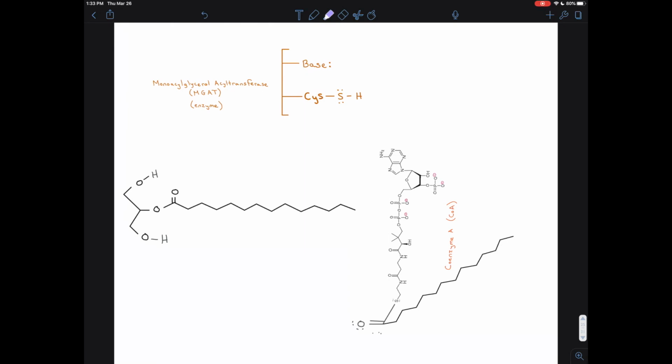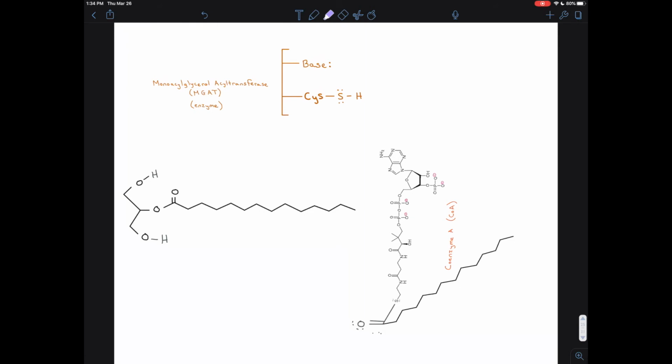So the enzyme we're going to use is monoacylglycerol acyl transferase. Why? Because we are putting one acyl group, so we're taking a monoacylglycerol. So here's our glycerol with our monoacyl group. And we're putting another acyl group onto it. This other acyl group, we're transferring it onto it. So monoacylglycerol acyl transferase, the abbreviation for that is MGAT. M for mono, G for the glycerol, A for acyl, and T for transferase. So it's an enzyme.